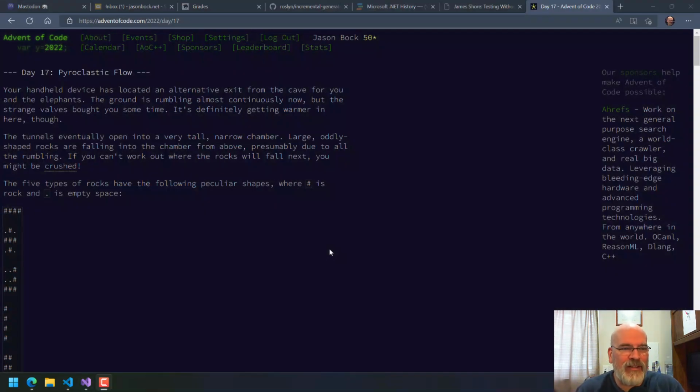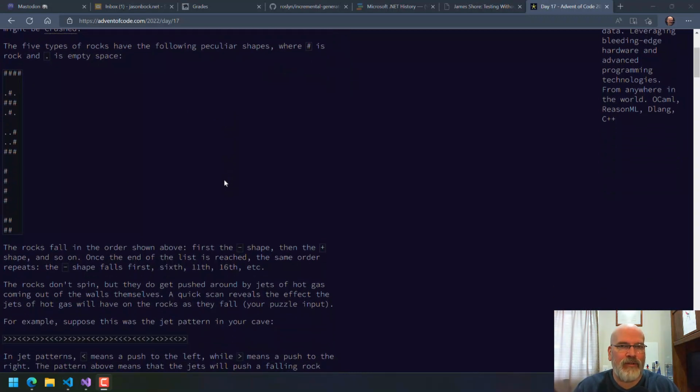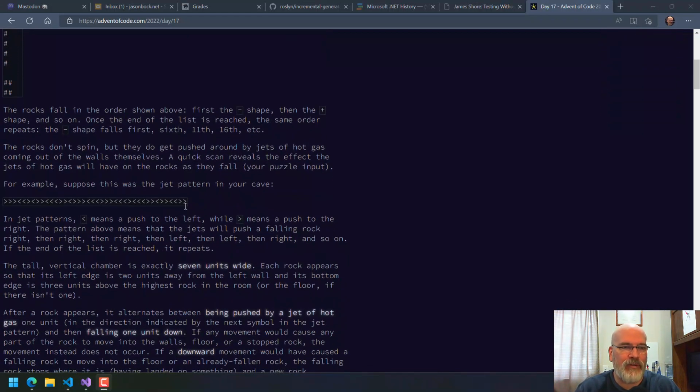You're basically playing Tetris. You have 5 different rock configurations. You're in this long, tall cavern that's 7 blocks wide. And then you're given this cycle of jets that are pushing the rocks back and forth. That also cycles, so once you get to the end, you start again, and you stack the rocks based on when they hit the floor, or a rock that doesn't let them move anymore. So you're basically playing Tetris.